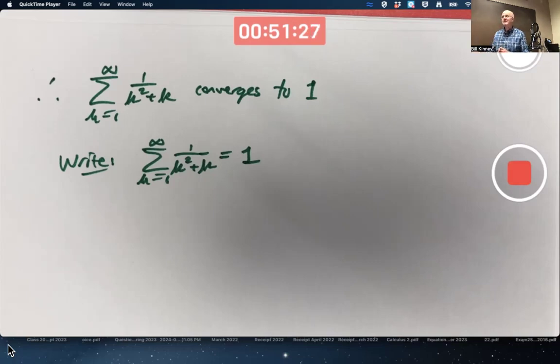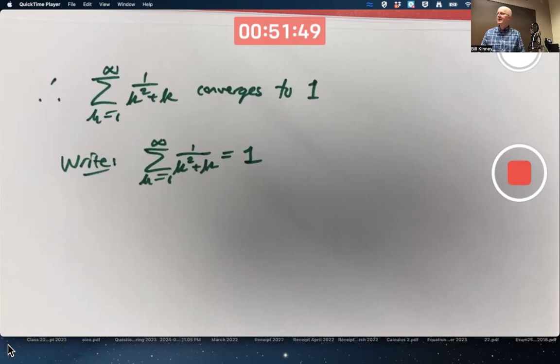Derivatives are based on limits of difference quotients. Integrals are based on limits of Riemann sums. Improper integrals are limits of proper integrals. Series, infinite sums, are limits of partial sums, finite sums, as the number of terms goes to infinity. We write equals 1, even though we didn't literally add up infinitely many things. And even though the SNs never equaled 1, they approached 1.